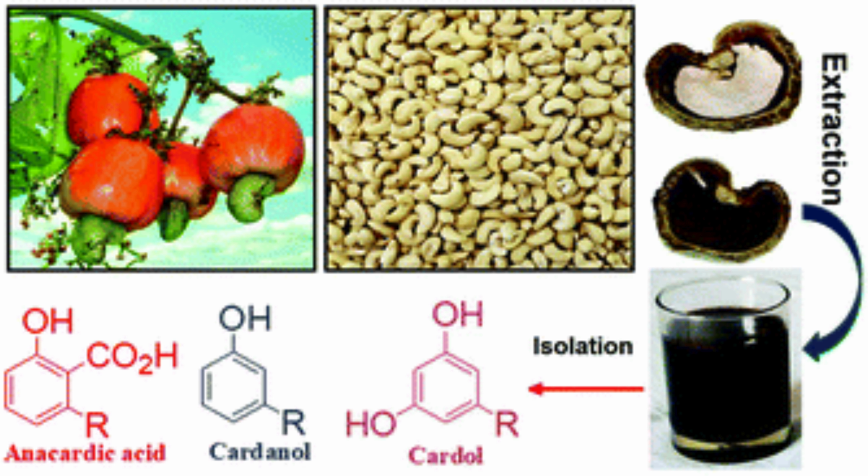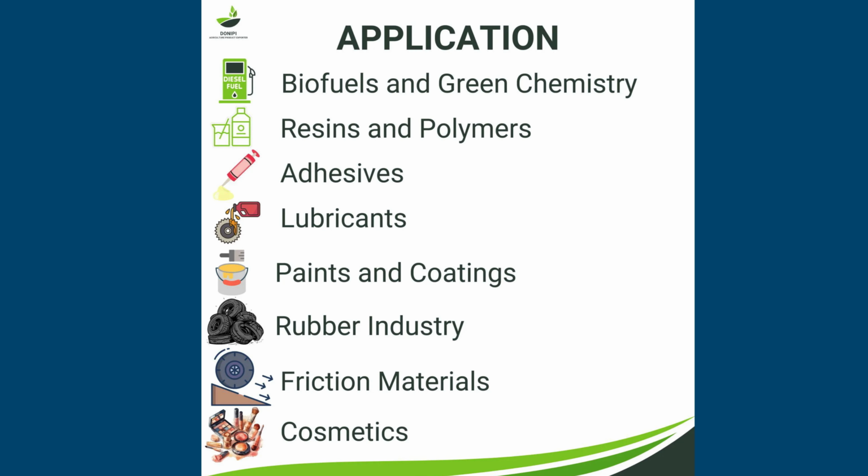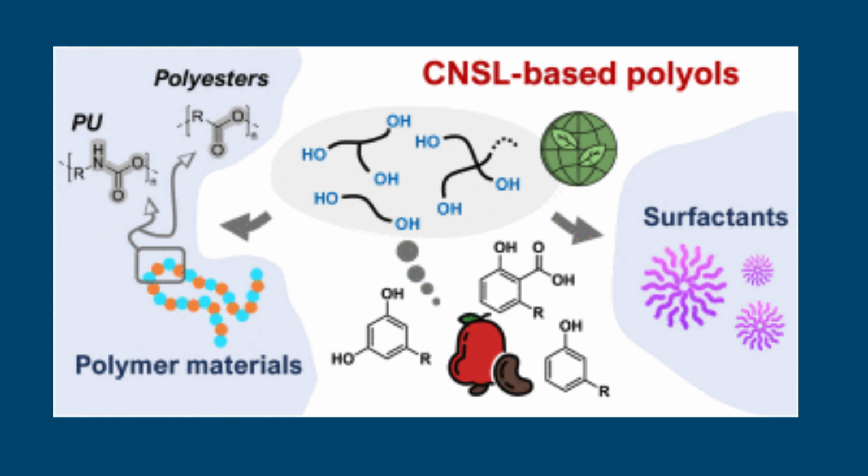In conclusion, cashew nut shell liquid represents a highly promising renewable resource for the production of bio-based polyols and advanced polymeric materials. Its unique molecular structure, characterized by a combination of aromatic rigidity and aliphatic flexibility, enables the design of materials with tailored and enhanced properties. Through a variety of chemical transformation pathways, CNSL can be converted into polyols with diverse functionalities, making it a versatile building block for polyurethanes, polyesters, coatings, and surfactants.